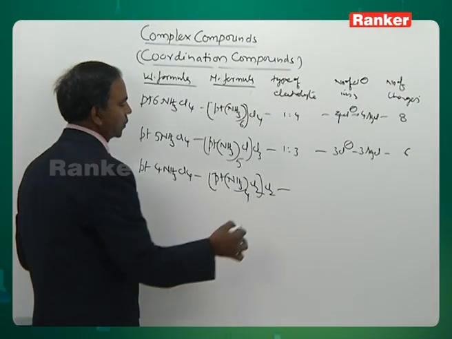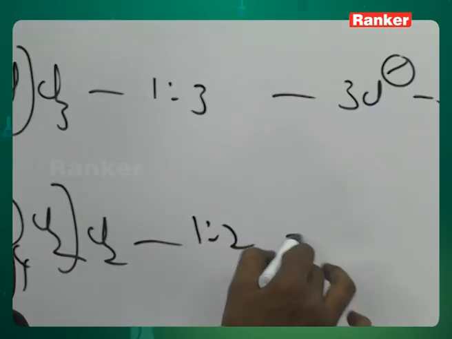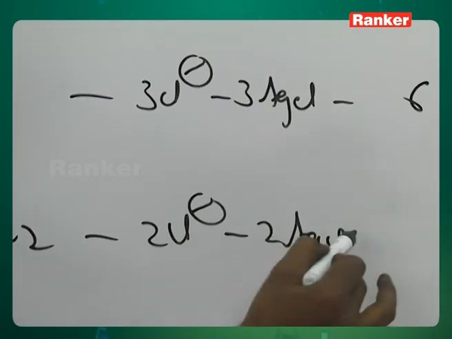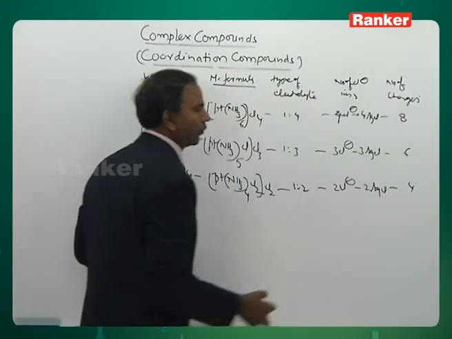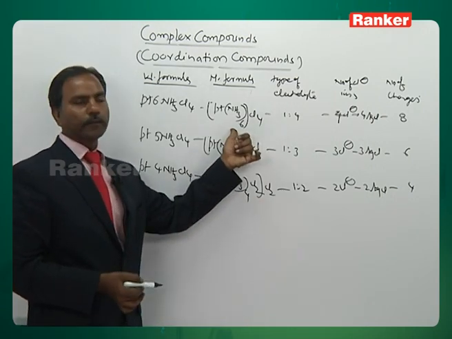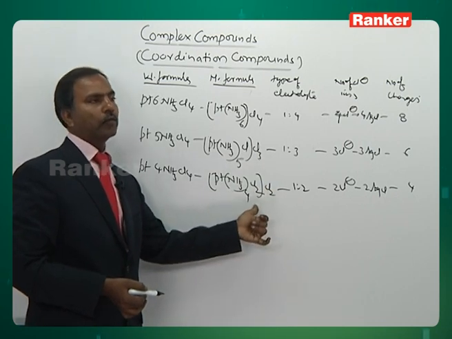Then it is a 1:2 electrolyte. Yes, it is 1:2. Then number of chlorides is 2 Cl minus, and 2 AgCl. Number of charges coming to be 4. How the charges? Don't be confused here. 4 plus 4 is 8, 3 plus 3 is 6, 2 plus 2 is 4. 4 charges.